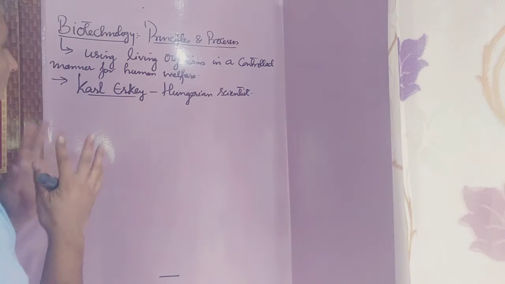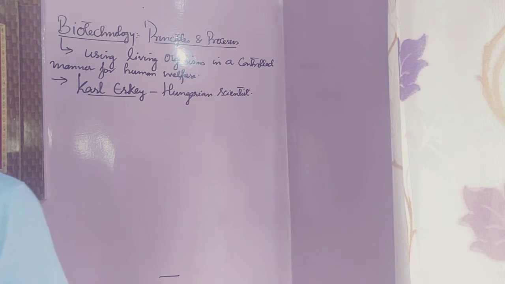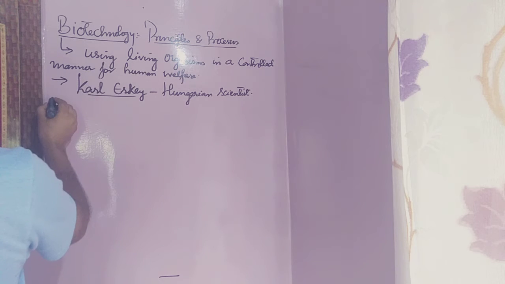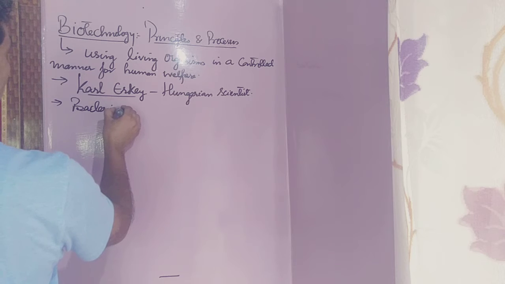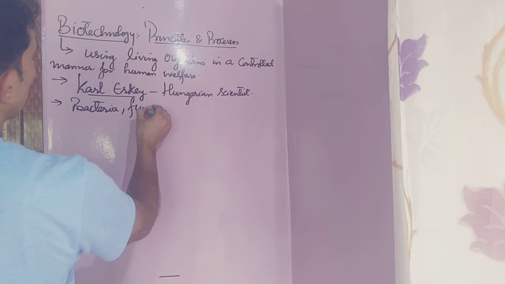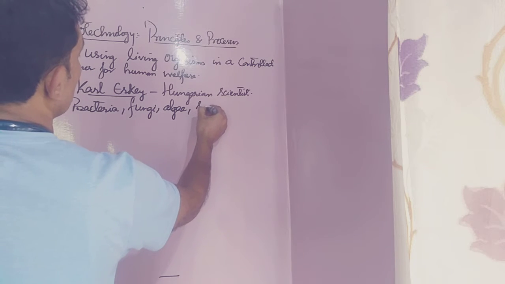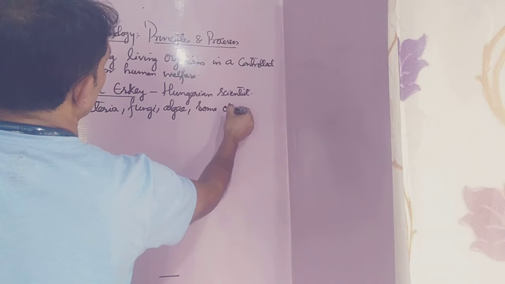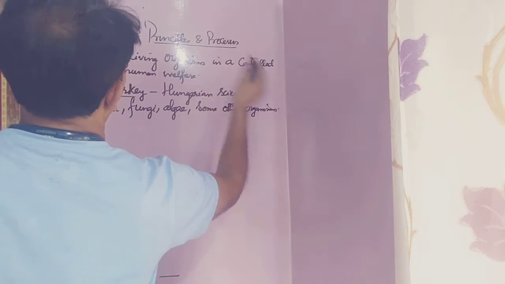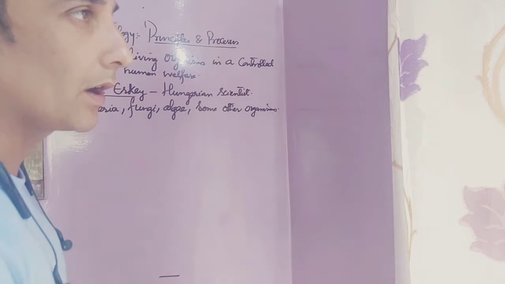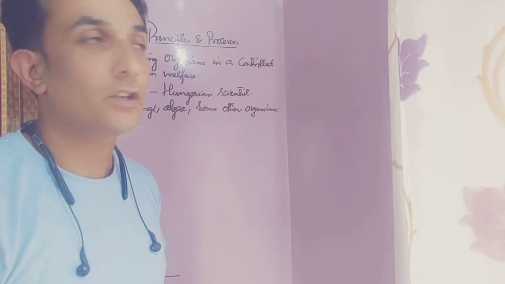Now you see what biotechnology basically stands for: you can use some organisms like bacteria, you can also use fungi, you can also use algae, or some other organisms for human welfare and benefit. So this type of technology, which uses organisms for human welfare, is known as biotechnology.